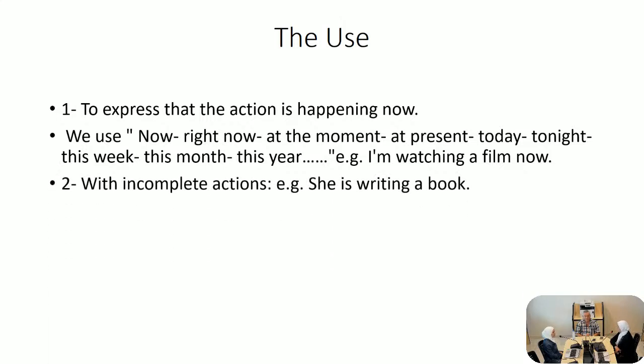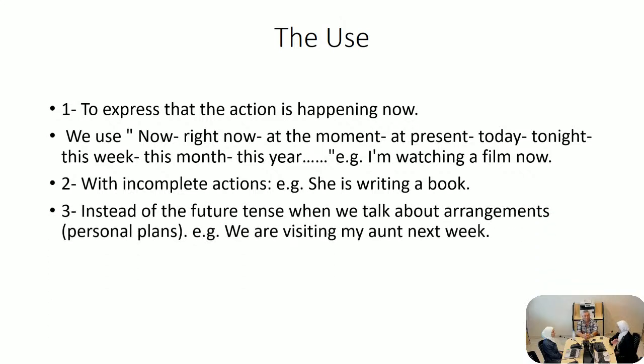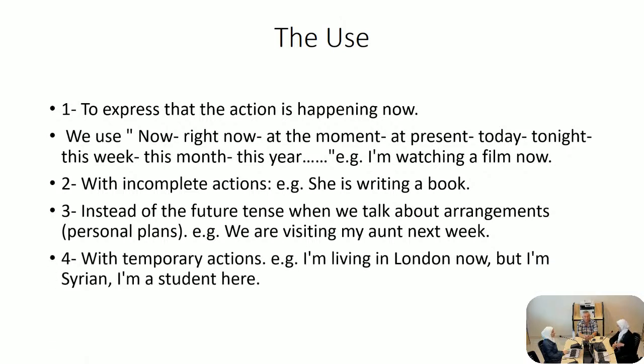Also, we can use it with incomplete action. She's writing a book, or we can call it temporary action. Or instead of the future tense, we talk about arrangements, personal plans. For example, we are visiting my aunt next week. Next week refers to the future, but we can use present continuous for personal arrangement, referring to the future.